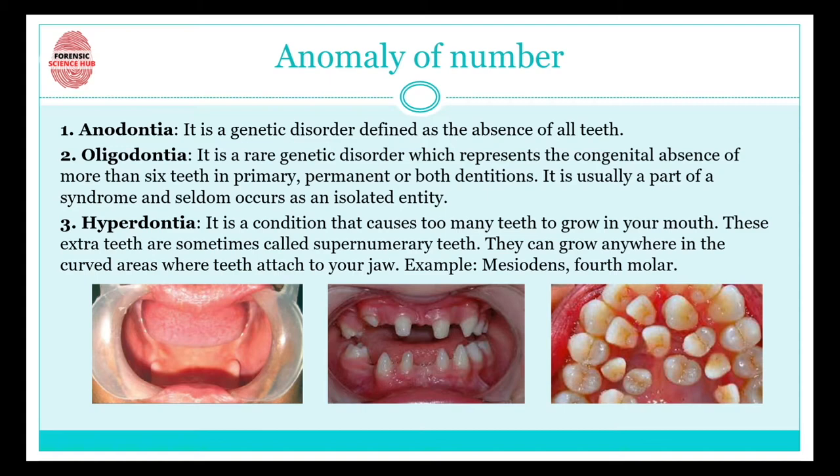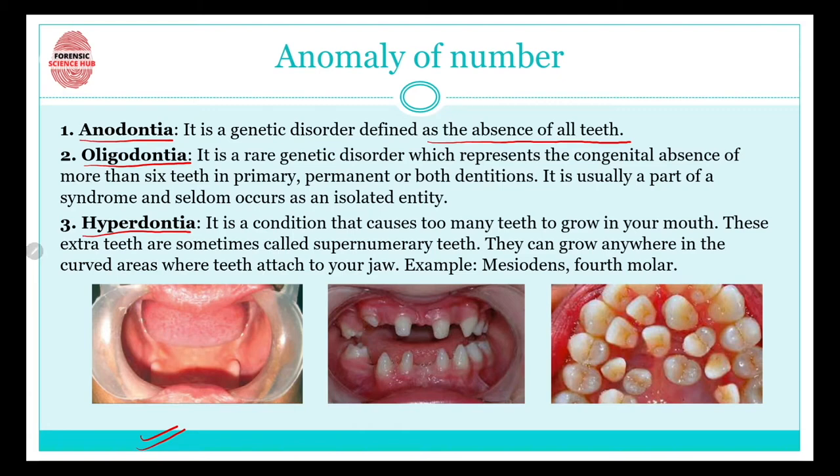Now let's get started. Anomaly of number can be of 3 types, that is anodontia, oligodontia and hyperdontia. Anodontia means that there is complete absence of teeth. There are no teeth present in that particular condition. If you look over here, you can find no teeth in this particular jaw, right? So this is anodontia condition. It is a genetic disorder.